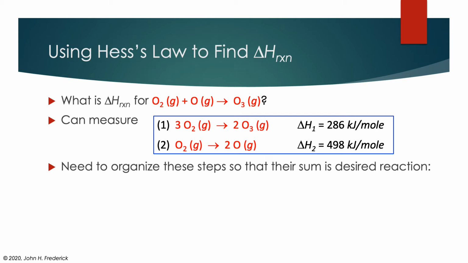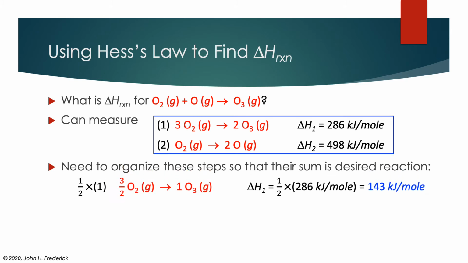Of the two reactions that we can measure, O3 only appears in one of them, and that's the first one, and it's on the right-hand side. So we're probably going to need that equation to be listed in its forward direction. And here's an example. We only have one O3 in the reaction of interest, so we're going to have to multiply through equation 1 by 1/2 in order to get one O3 on the right-hand side.